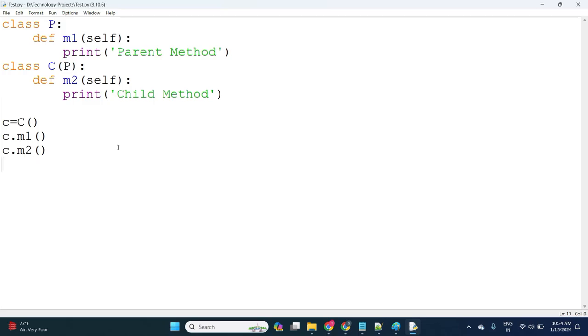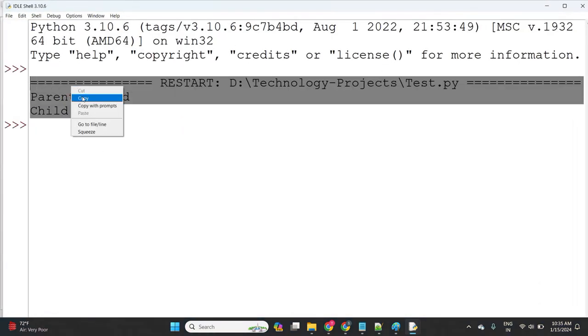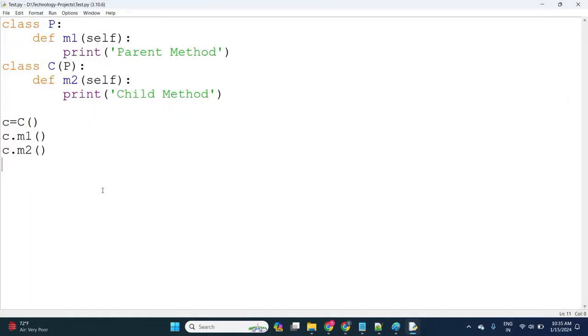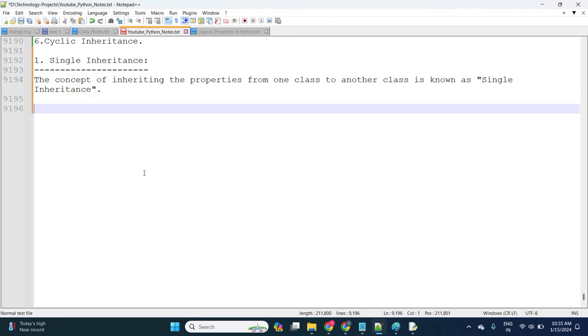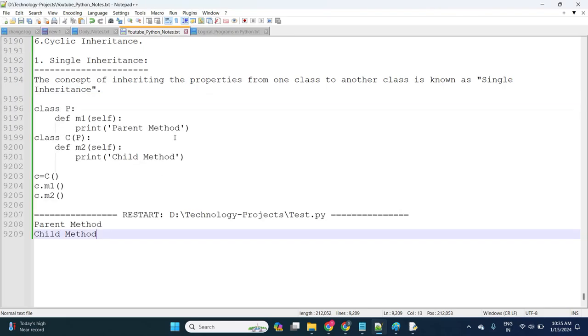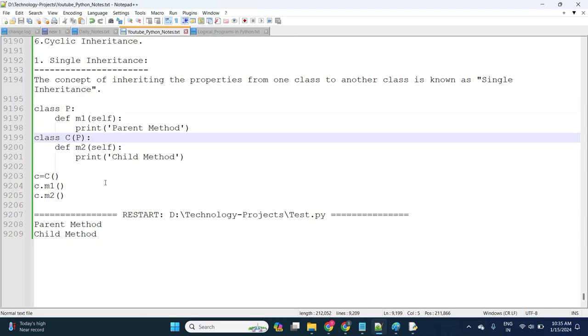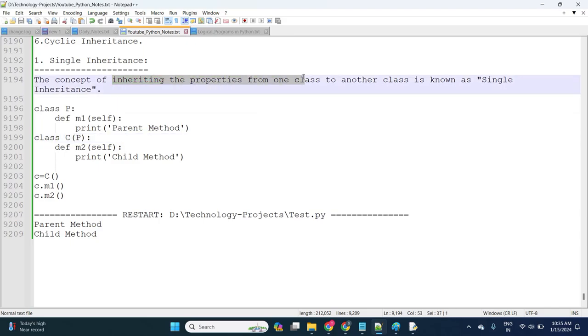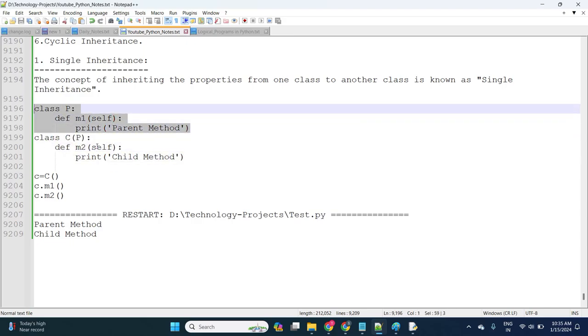Observe here: parent method and child method. Clear? This is nothing but a single inheritance. Single inheritance is the concept of inheriting the properties from one class to another class. Okay, single inheritance. Clear?